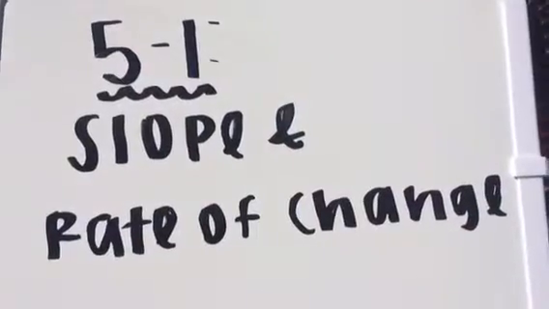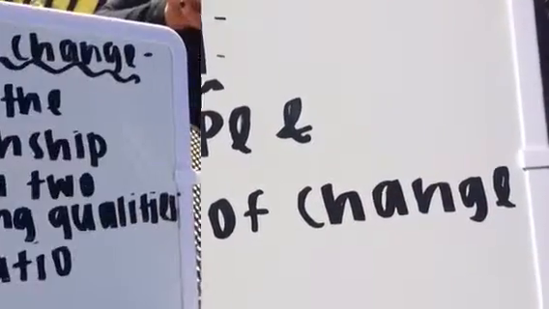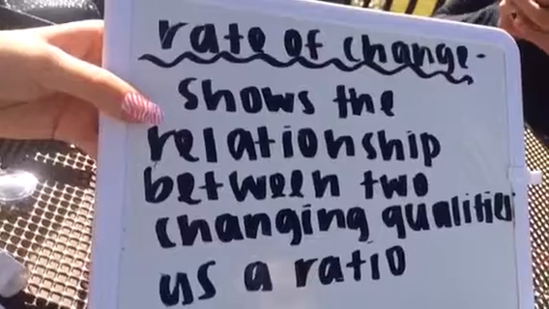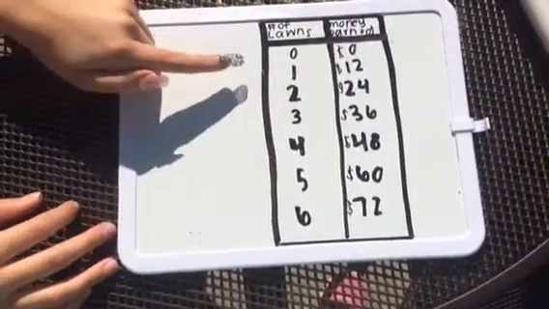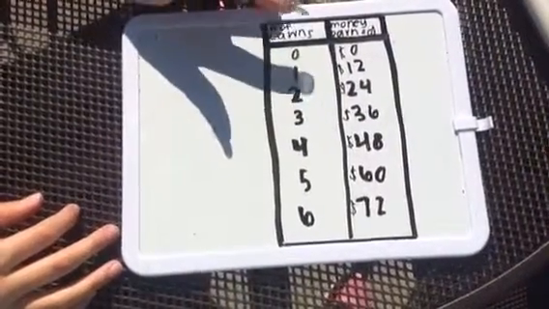In this video, 5.1, we will learn about slope and rate of change. Rate of change shows the relationship between two changing quantities as a ratio. This is a representation of how much money Bob earned per lawn he mowed.